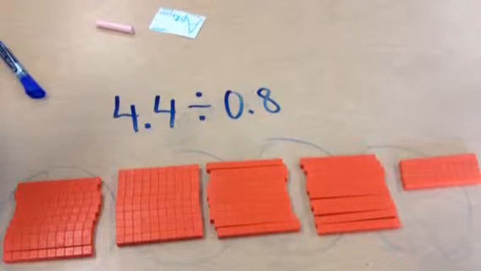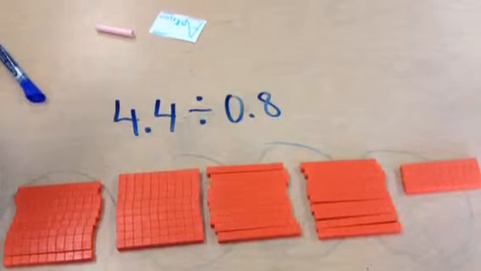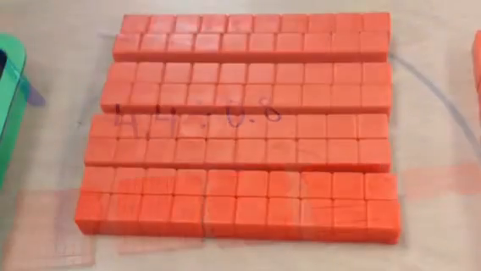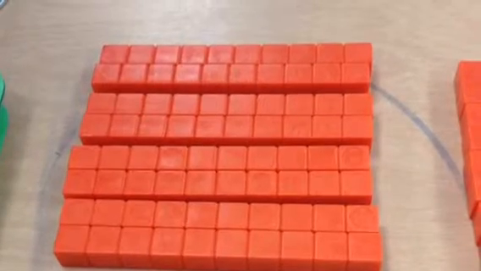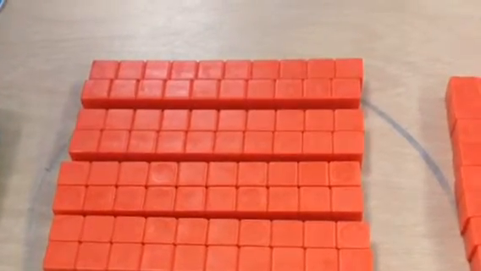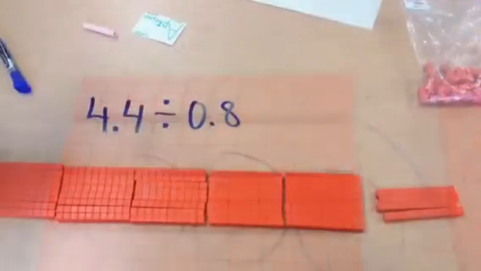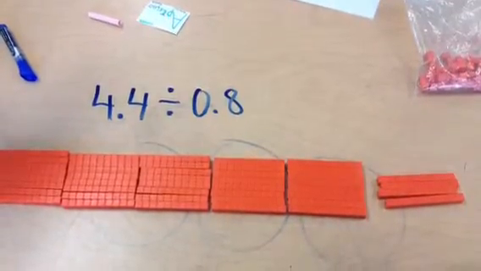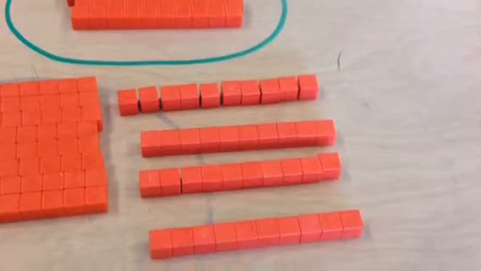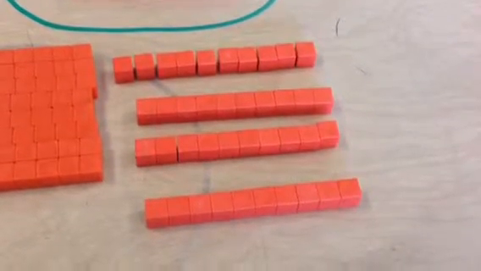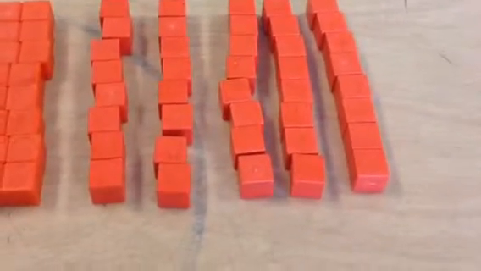So I've traded each of the flats in for 10 tenths. Now that I've got all the tenths, I can start putting them into groups that have 0.8 in each group. So I've made all my groups of 0.8 and I have 4 tenths left over. I can't put them into groups of 0.8, so I have to trade them in for hundredths.